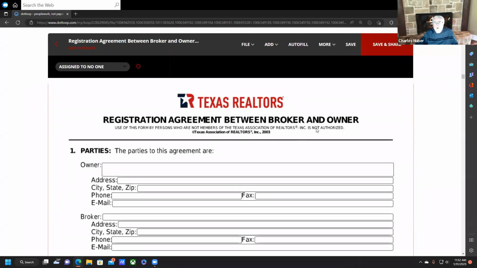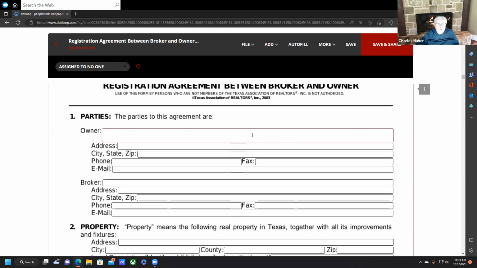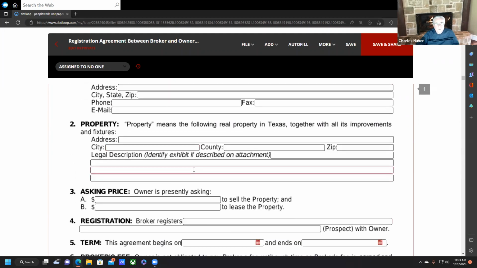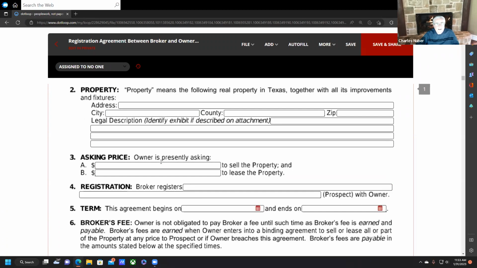Registration agreement between broker and owner. So why did I bring this one up? That's because of all the off-market sales that I did last year. If there's not a listing, then you have to have an agreement with the broker and owner about who's going to get paid a commission for bringing a buyer to their house to buy it. All right, and then this form is what you would use. The asking price of what they're asking.